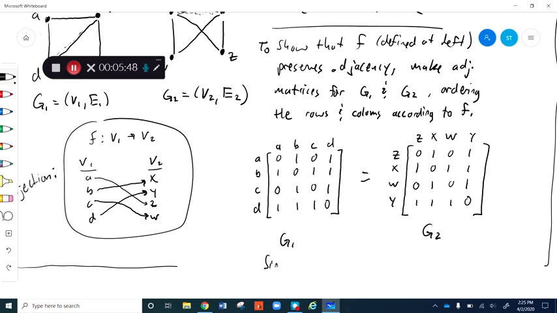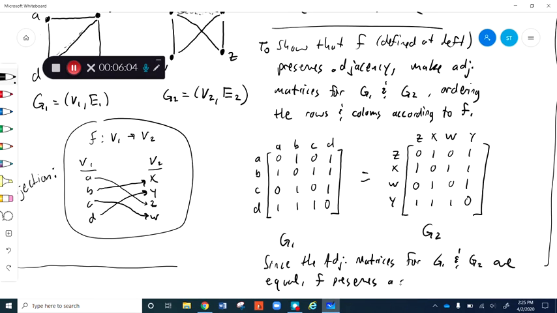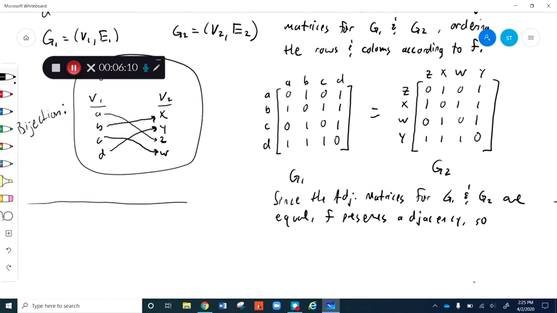We can say, since the adjacency matrices for G1 and G2 are equal, F preserves adjacency. So that means F is a bijection. It preserves adjacency, so it is an isomorphism, and therefore G1 is isomorphic to G2.